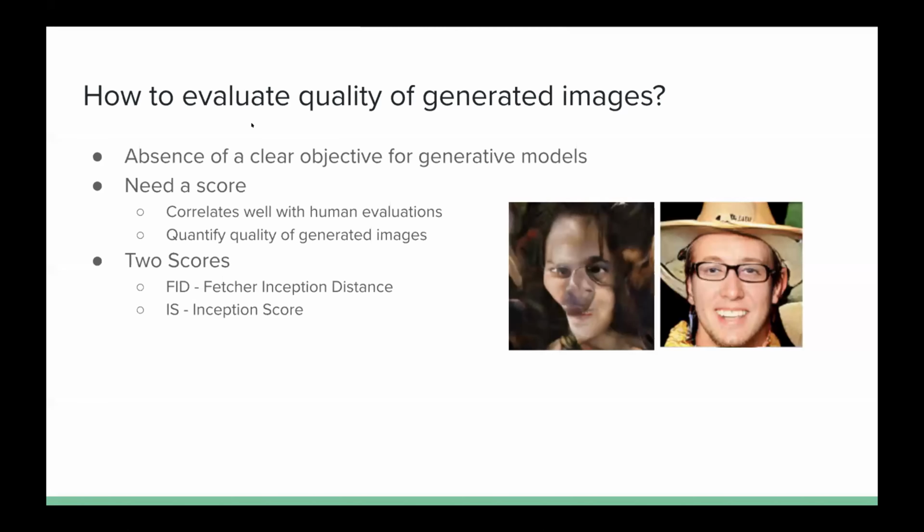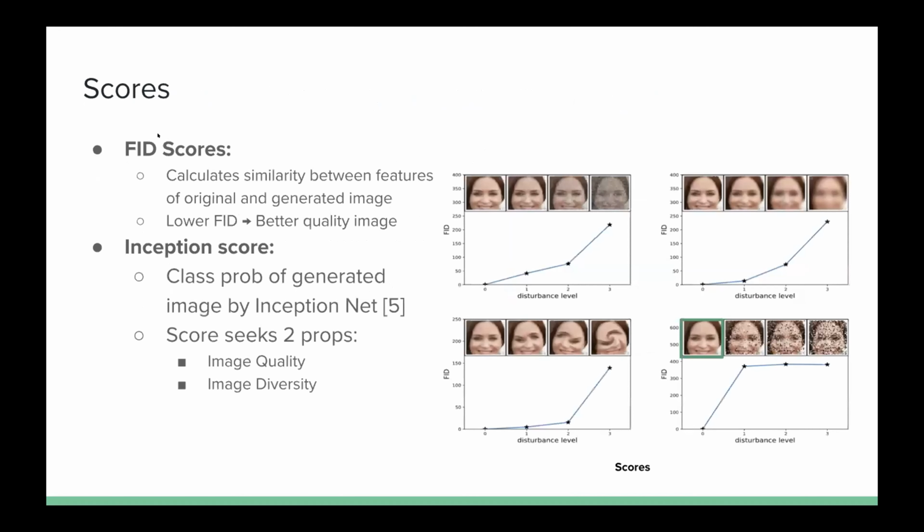Okay. So to quickly go over the experiments and results, we need some way to evaluate the quality of generated images. We need to tell the bad generated images apart from the good generated images. So we need a clear score because there is no clear objective when it comes to generative models. So we need a score which can tell that the quality of a generated image is good, and which correlates with human understanding. The paper uses two scores, FID and IS. I'm going to quickly go over both of them.